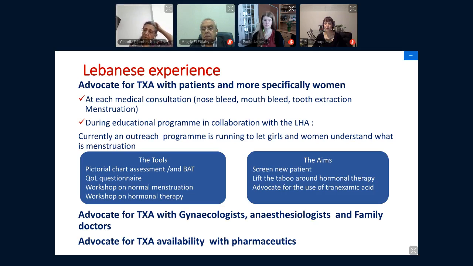The second advocacy field in our experience is with gynecologists. It's terrible, but in our country, gynecologists do not know this drug at all, and I think perhaps it's the same in other countries also. And we have to talk a lot because, as you will see later, sometimes women with von Willebrand disease go only to gynecologists and never come to us. And on the other side, sometimes they come to us and never want to go to gynecologists.